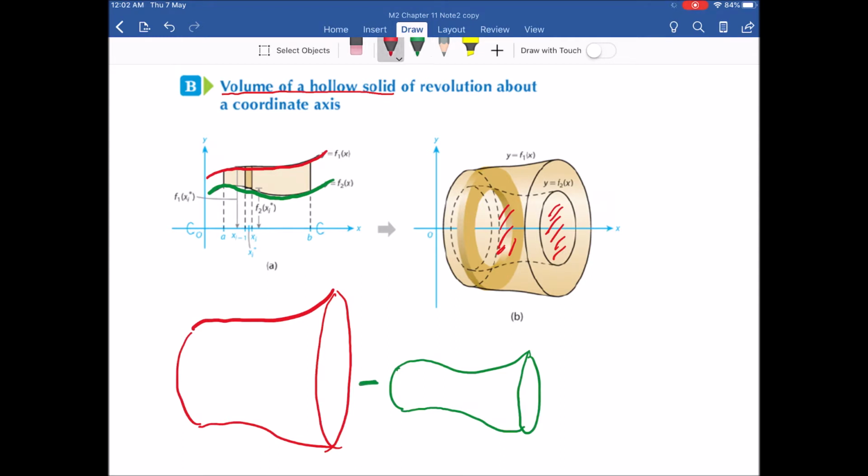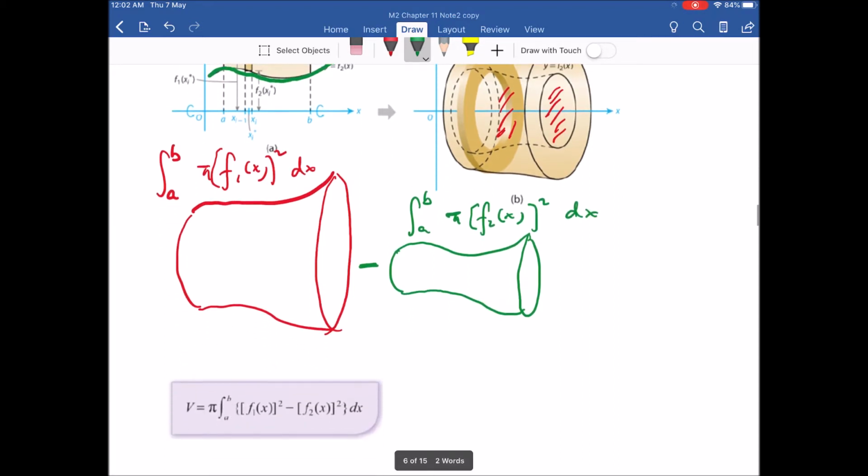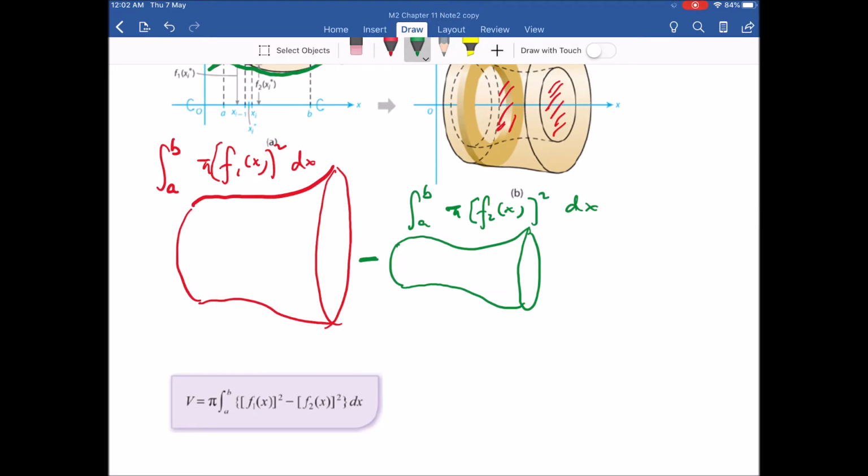So for this one it is the integral from a to b of pi f1(x) all squared dx. And for this one it is the integral from a to b of pi f2(x) all squared dx. Then you take out the common factor pi and the integral, and then you can subtract before you do it separately. Both are the same. This one and this one are the same.